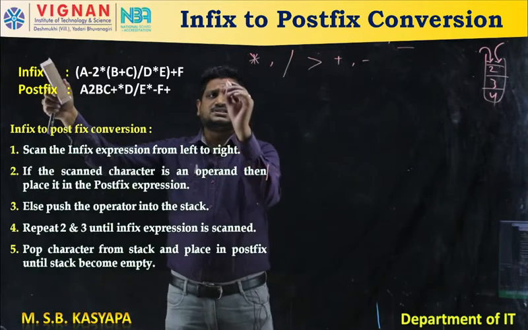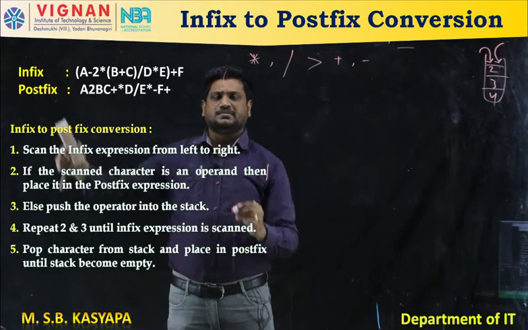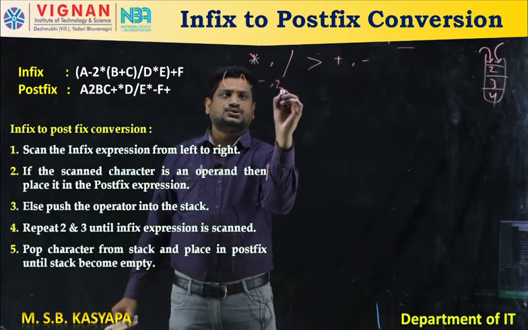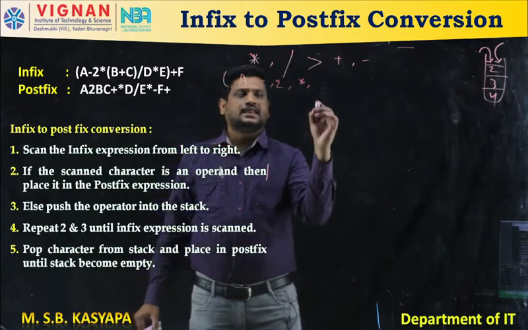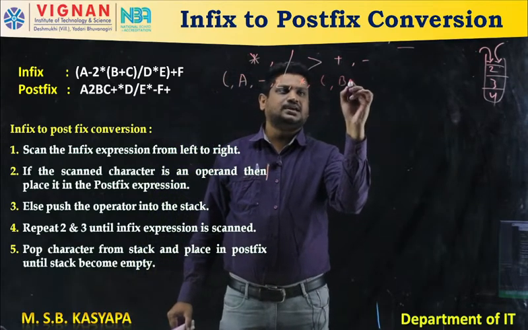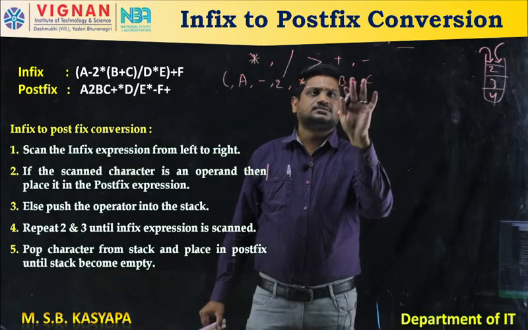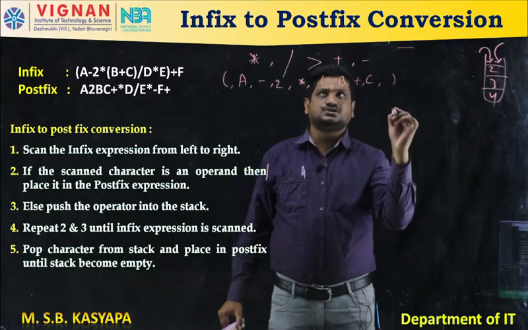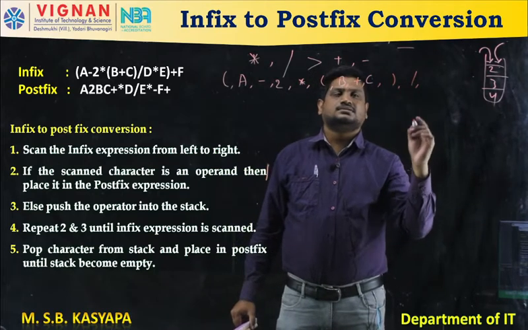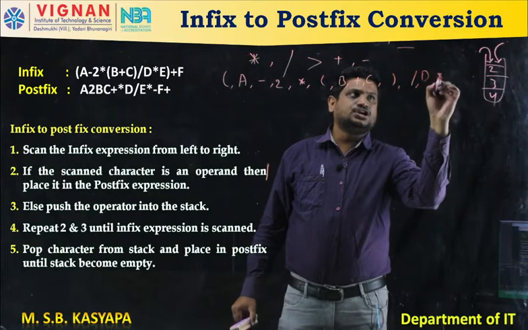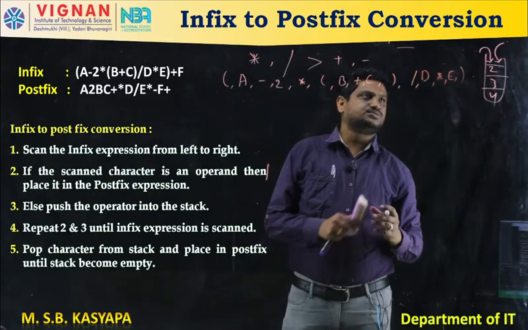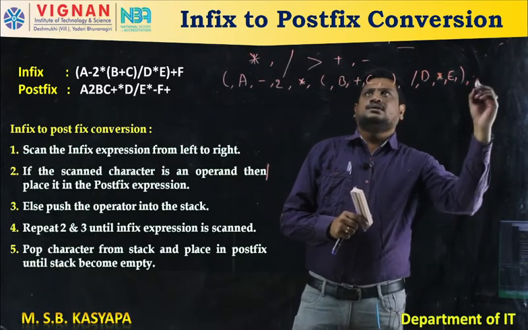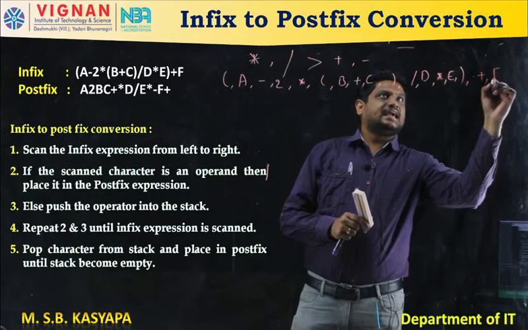Now, what is the expression? The first one is an open bracket. The second one is a. The third one is minus 2 into, then open bracket, b, next plus, next c, next closed bracket, and then by d into e closed bracket. Next, plus f.